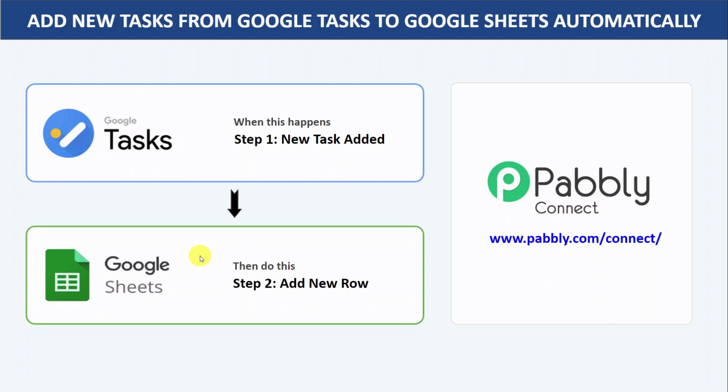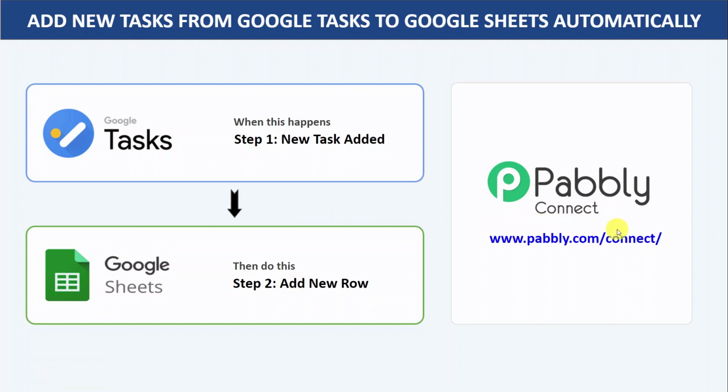In my use case, whenever a new task is added in Google Tasks, it should automatically get updated on my Google Sheets. But here, the problem is that there is no direct connection between Google Tasks and Google Sheets. So how will the data be transferred between these two software applications? For this, we are going to use a third-party software, that is Pabbly Connect.